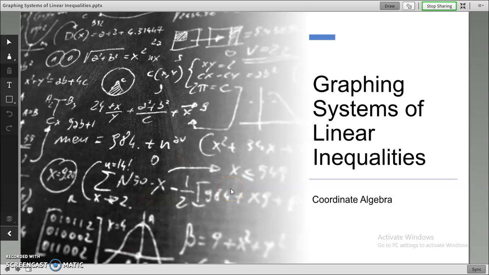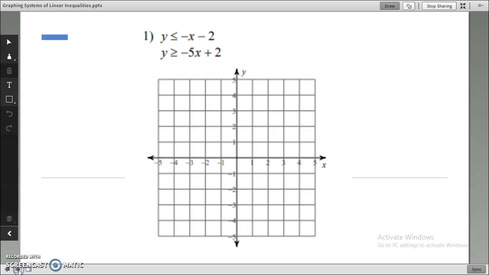Okay, today we'll look at graphing systems of linear inequalities. And similar to graphing a system of equations, we are looking for not just one point where we're looking at an intersection, but we're looking for a space or a set that they share. So we're going to graph lines, then we're going to graph the inequalities, and then we're going to see where they intersect. Okay, so let's do one together.